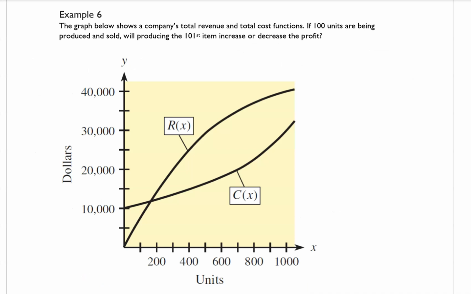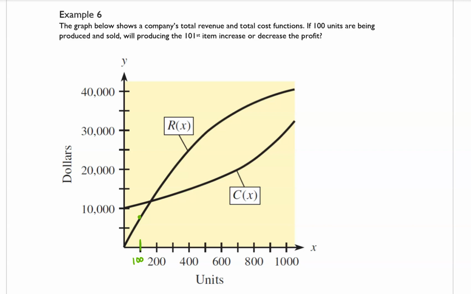Example 6 says the graph below shows a company's total revenue and total cost functions. If 100 units are being produced and sold, will producing the 101st item increase or decrease the profit for the company? So if we come down here to the x-axis, 100 is right here. So that is where we want to be looking if we're producing 100 units. Then we want to think about the marginal revenue function as well as the marginal cost function, and those are related to the slopes at these locations, the slopes of the tangent line.